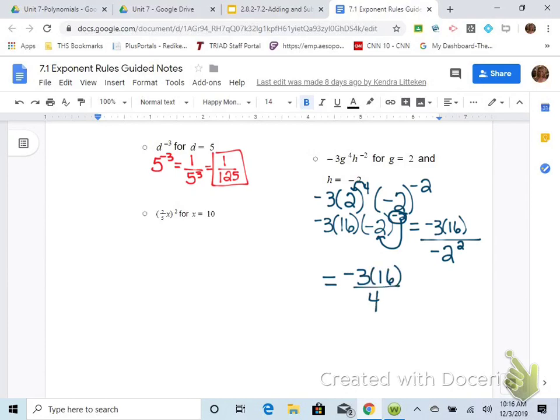Okay. According to order of operations, what do I do next? Negative 3 times 16, which is negative 48. Over 4. And when I say over, I can then do what with it? Divide. So what's negative 48 divided by 4? Negative 12.